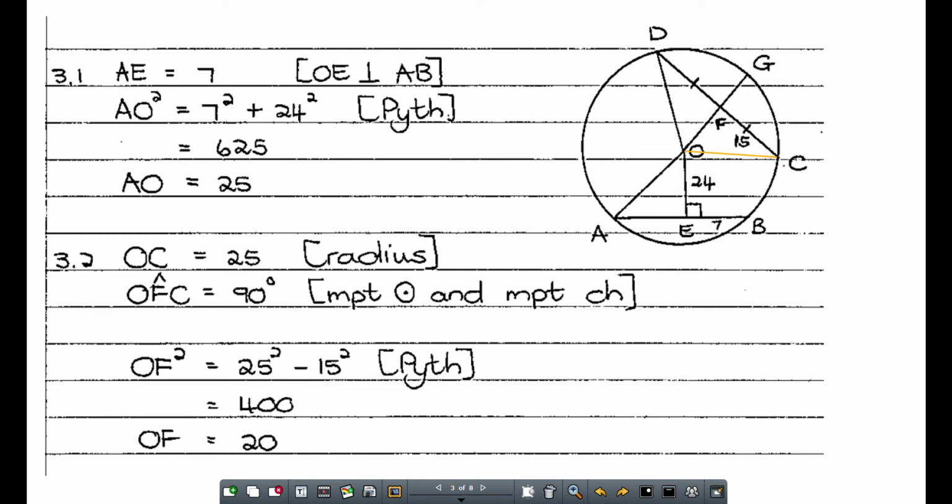kyk gou as ek daai lyntjie hier gaan inteken, né? OC gaan ook mos wees 25. OC will also be 25 because that's a radius. Do you guys agree? Okay, then OFC, meaning, ek gaan nou sommer met highlighter werk, kan julle lekker sien. OFC, daai hoek, gaan wees 90 grade, né?